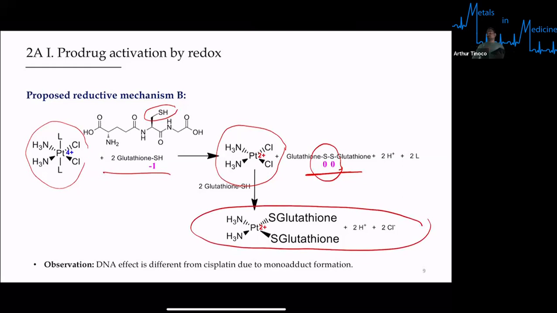And in studies that have been done in vitro, it has been observed that if you take the same chemistry in the presence of DNA, you don't have identical reactivity as you would if you just worked with cisplatin itself in the absence of glutathione. And that's because it's believed that this biotransformation can lead to DNA interactions that are monofunctional, as opposed to the interstrand or intrastrand adducts that can form with cisplatin itself.